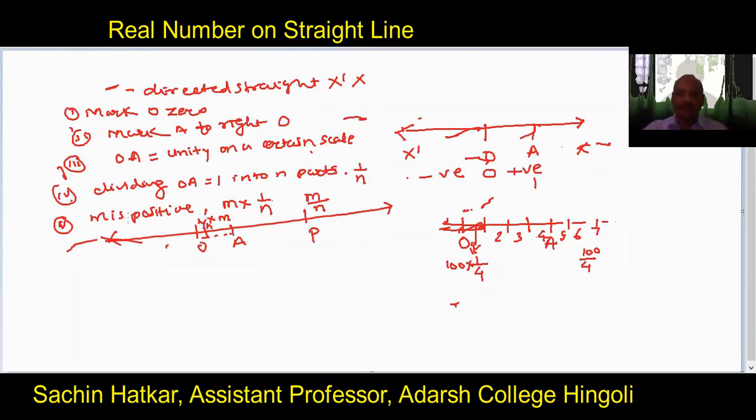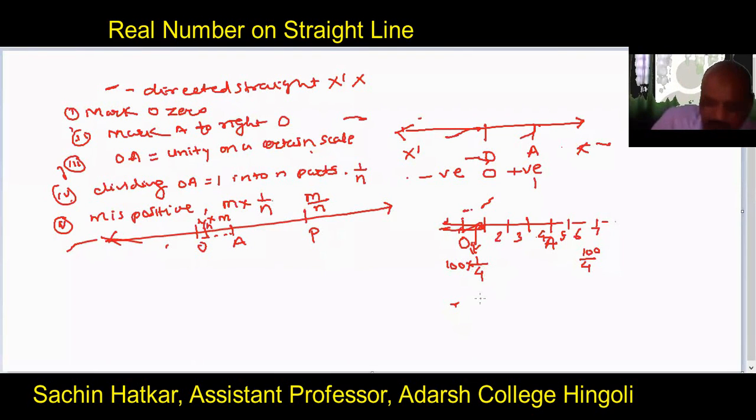Now I am going to multiply this 1 by n by m. That means let us take 1 by n, m times. As m is positive, we should move to the right side of O. This is the first 1 into 1 by n, first, second, here we get. Likewise, this is an example. Suppose this distance OA is divided into 4 parts, so each part is equal to 1 by 4, and I want to calculate 5 times.